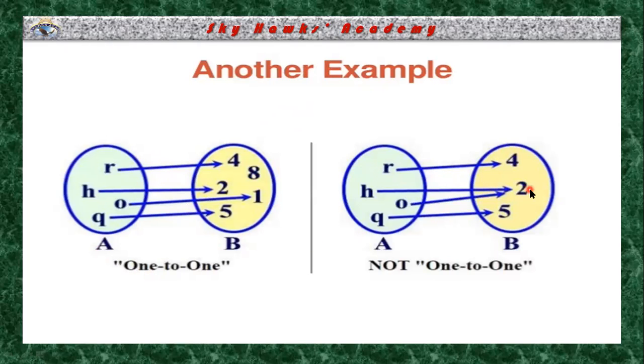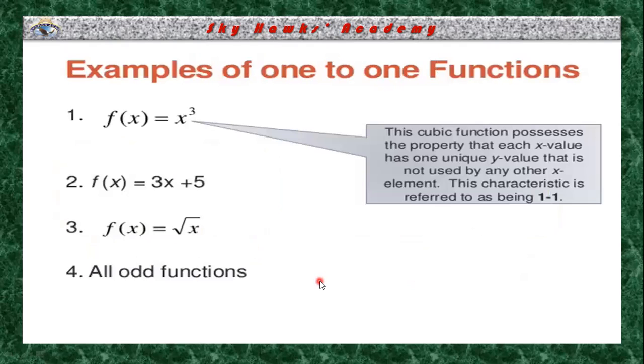And here we can say this 2 is once again going to O and H. So this is not 1 to 1 because this 2 is making the problem: O is going to 2 also. Although it is a function, it is not 1 to 1. And this clearly is 1 to 1, each one is engaged only once. So these are examples of 1 to 1 functions.